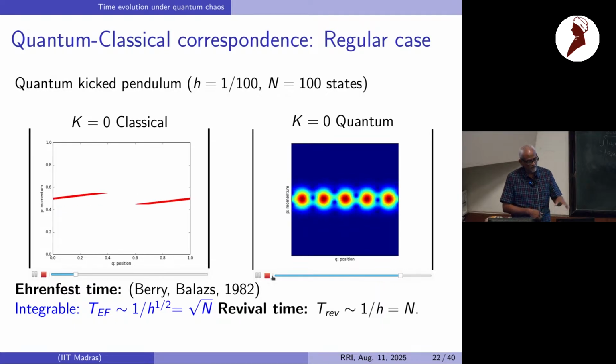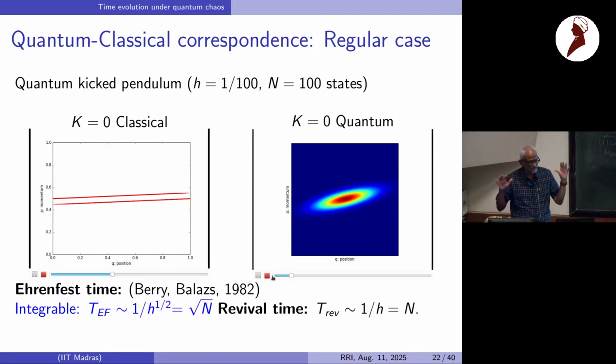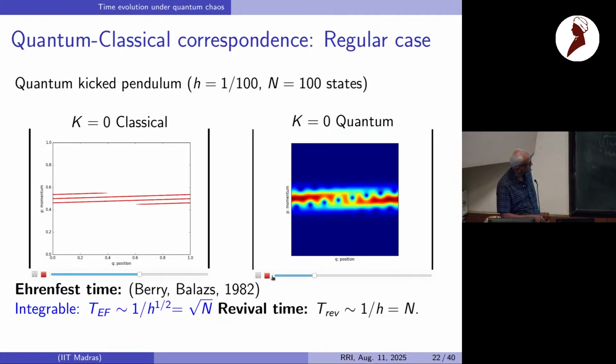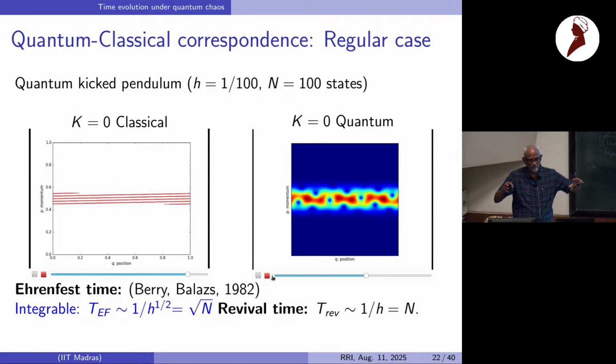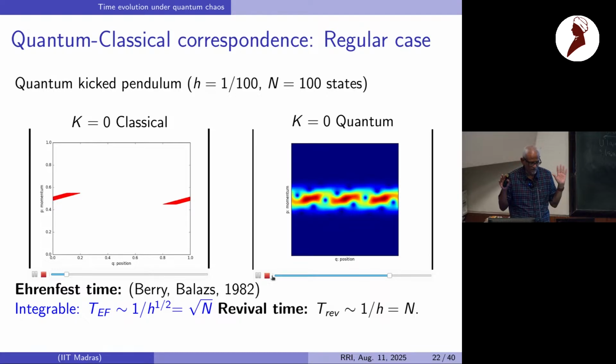But in a system where h is not 0, there will be a time at which interference effects start and classical correspondence breaks down. For our systems, h goes as 1 over n, therefore the time scales as square root of n. Here n is 100, so roughly about 10 time steps I expect the classical and quantum to survive with each other. Afterwards, it will not.